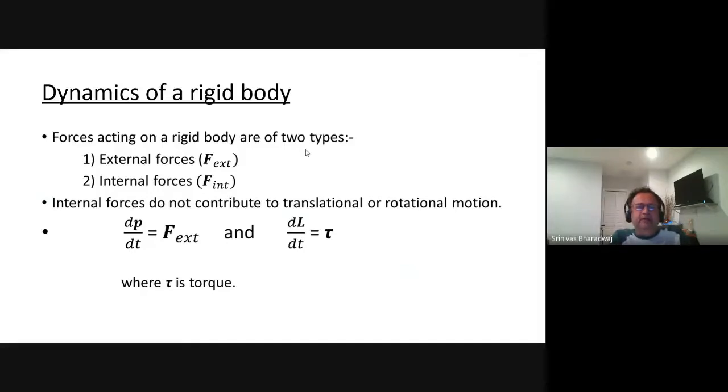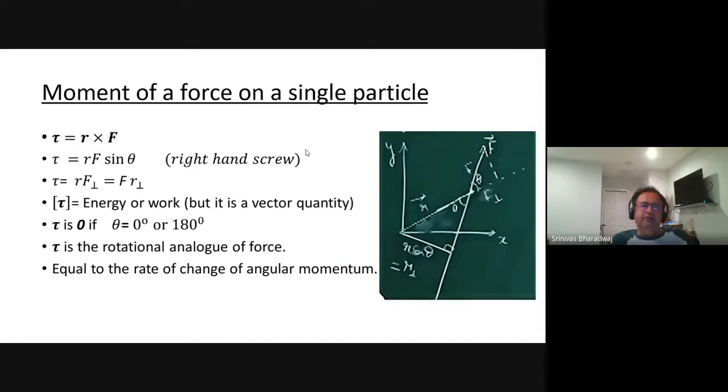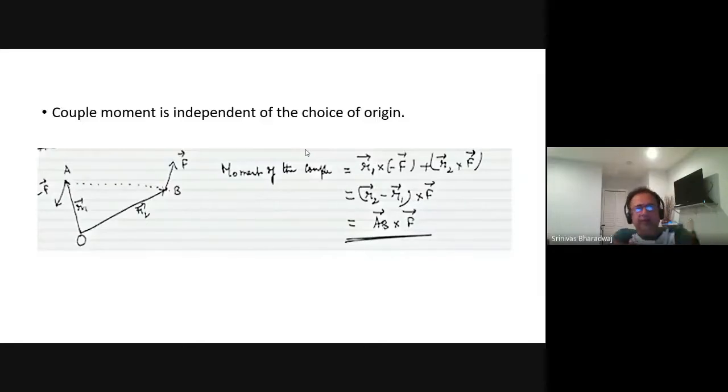Similarly, the external forces alone affect the torque. So tau is sigma r cross f ext. So moment of the force is what we call torque. Okay, so now tau we already said is the rate of change of angular momentum. Now we call two forces which are opposite and perpendicular to each other a couple.